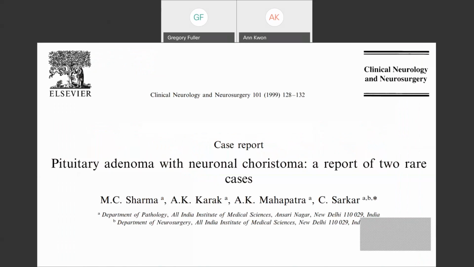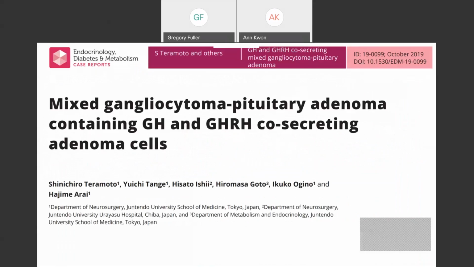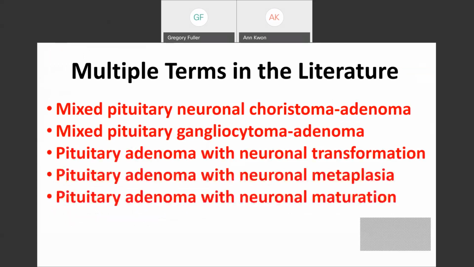Diagnosis. Here's a report from the literature. Pituitary adenoma with neuronal choristoma, a report of 2 rare cases, considered it a collision tumor or 2 different tumors. Intrasellar neuronal choristoma associated with growth hormone producing pituitary adenoma containing amyloid. Mixed gangliocytoma pituitary adenoma. This is the term of choice currently. These are the other terms that you will see in the literature and in the descriptions.